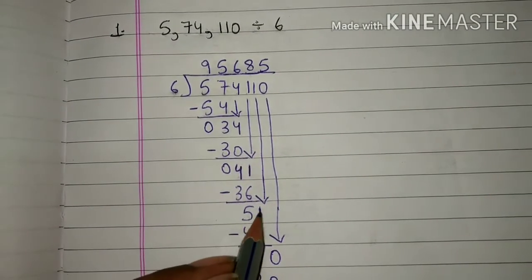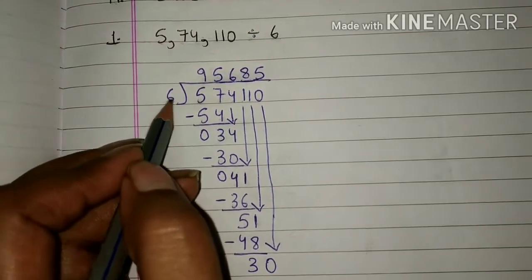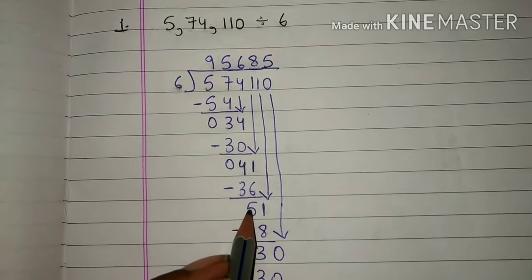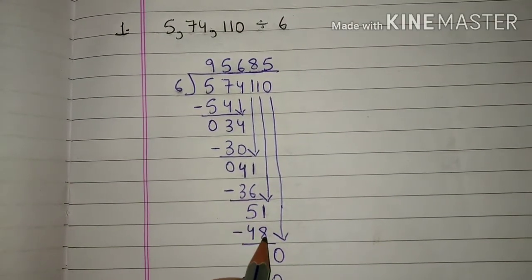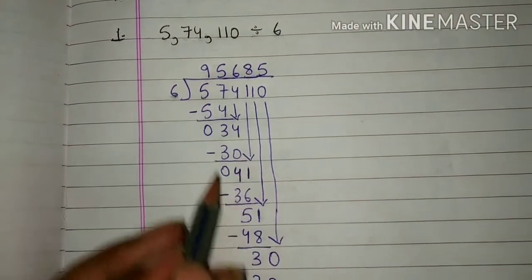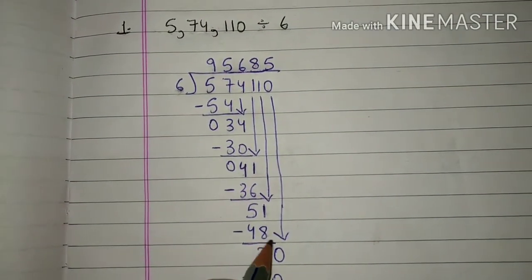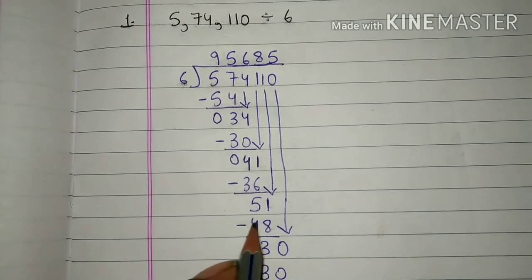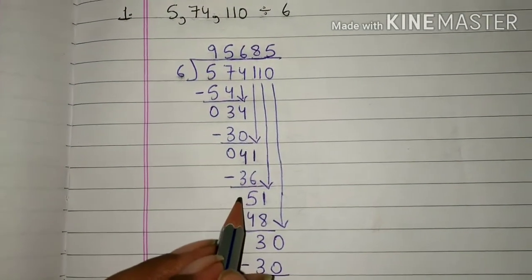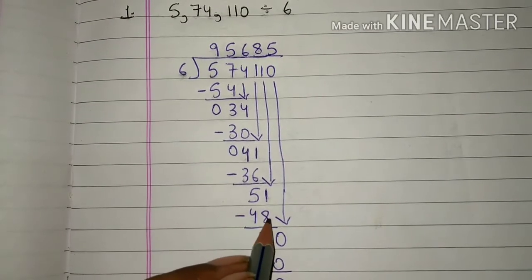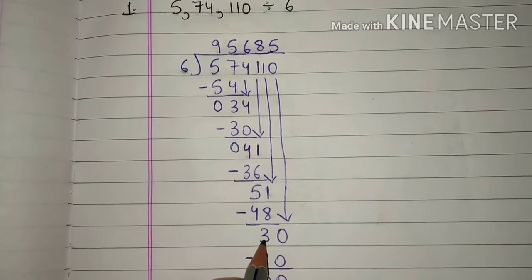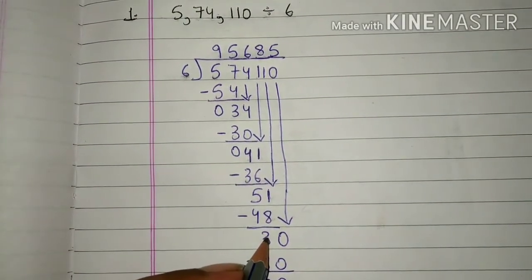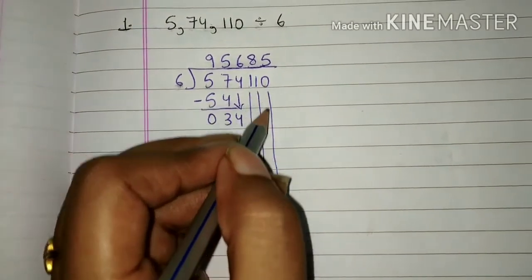Now, number become 51. Students, 6 into 8 is 48. And 48 is just smaller than 51. So, we will consider 6 into 8 is 48. Students, we will write 8 here and we will write 48 here. Now we will subtract the number. 51 minus 48 will give 3. Students, 3 is smaller than 6. So we will carry down next digit, that is 0 here.